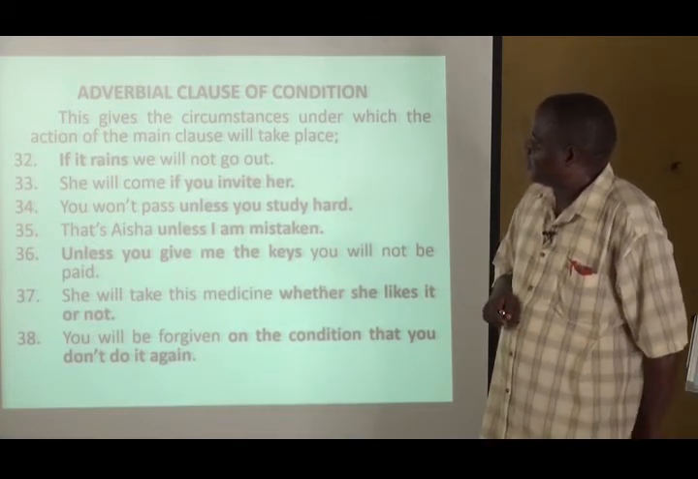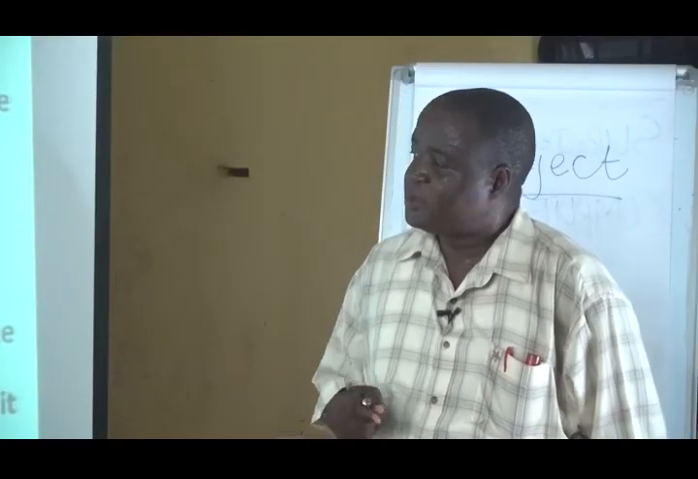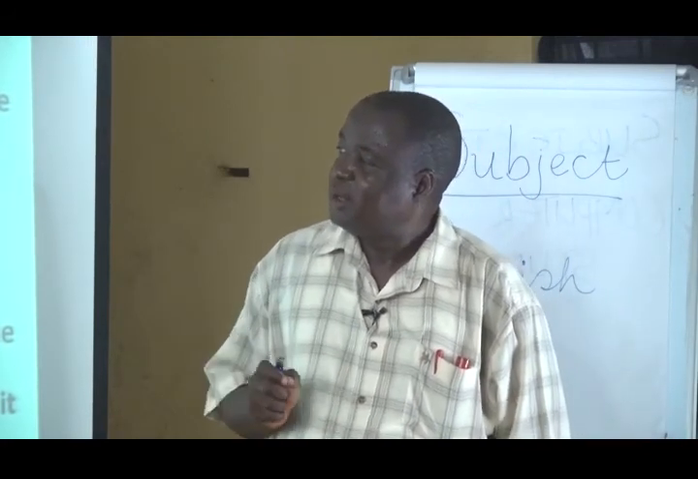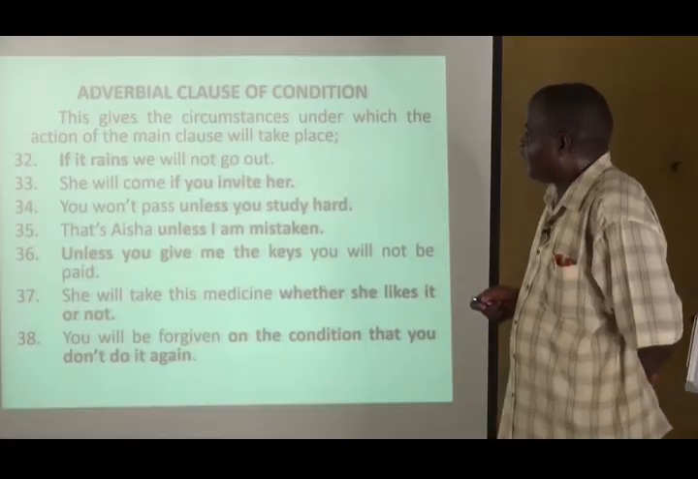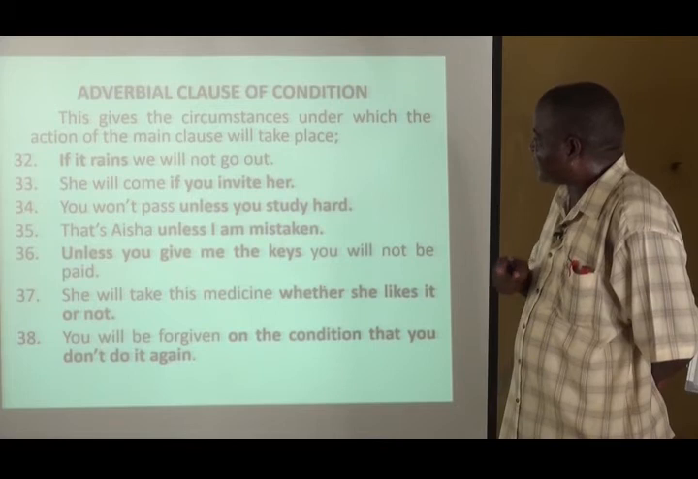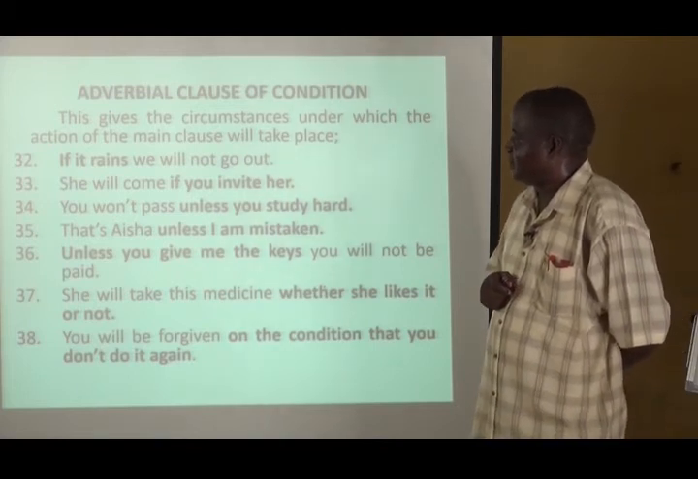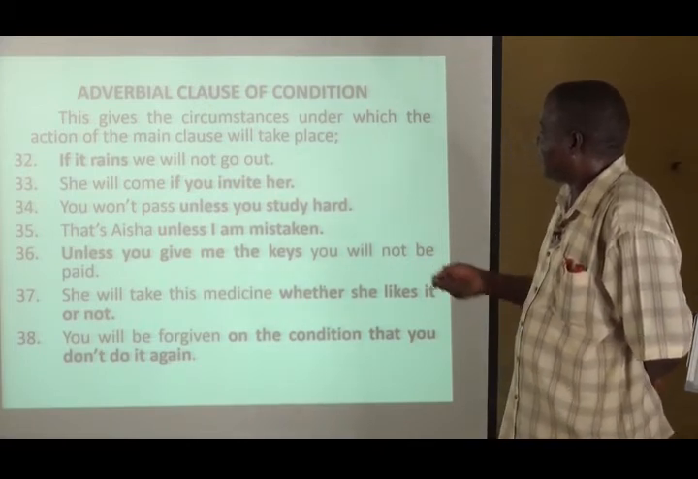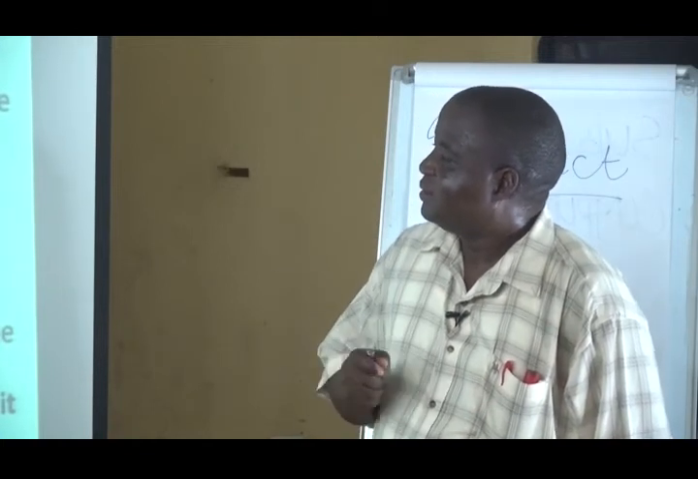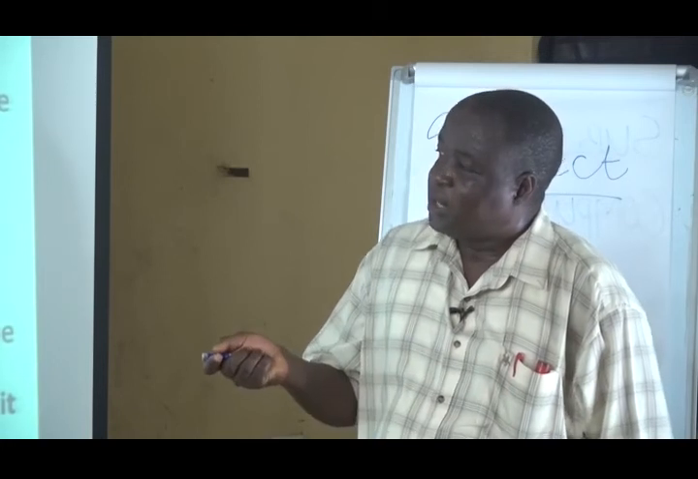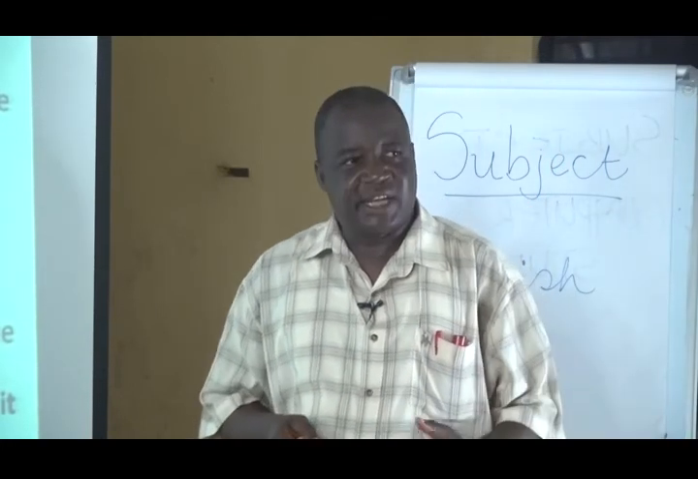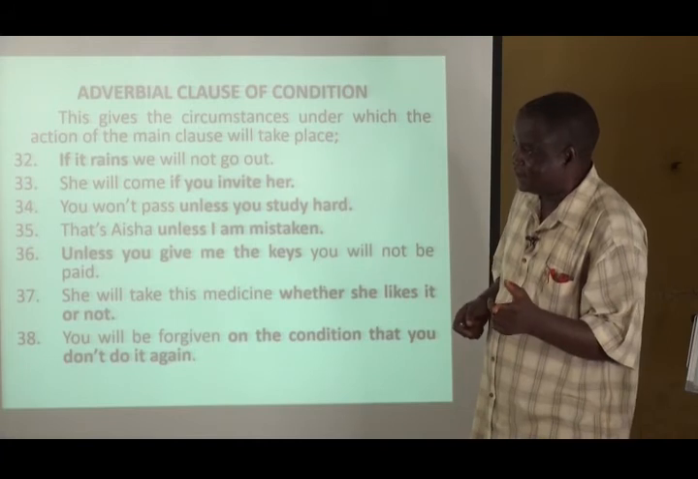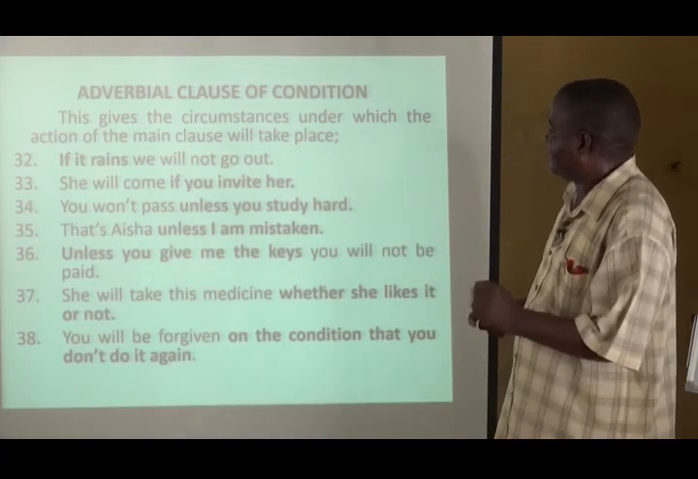34. You won't pass unless you study hard. Unless you study hard is our adverbial clause of condition. And this modifies the verb won't pass. 35. That's Aisha unless I am mistaken. Here, our adverbial clause of condition is unless I am mistaken. Now, you notice that's an enclitic form that shortened the whole of that structure. So, that's becomes our verb.